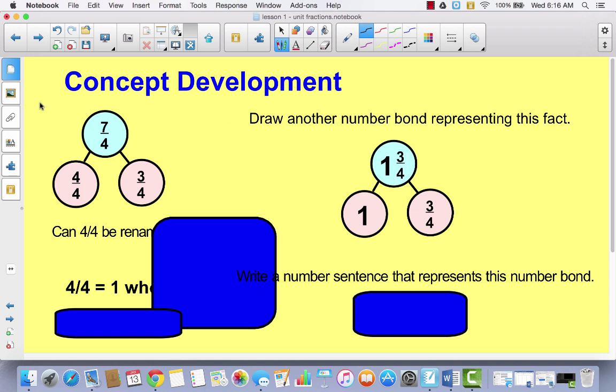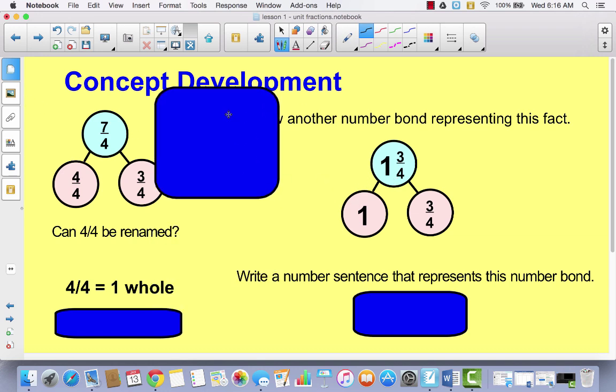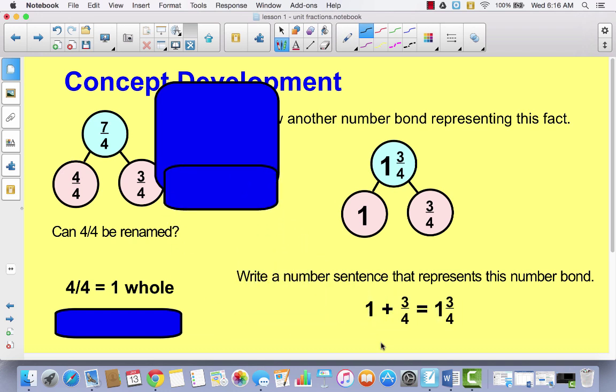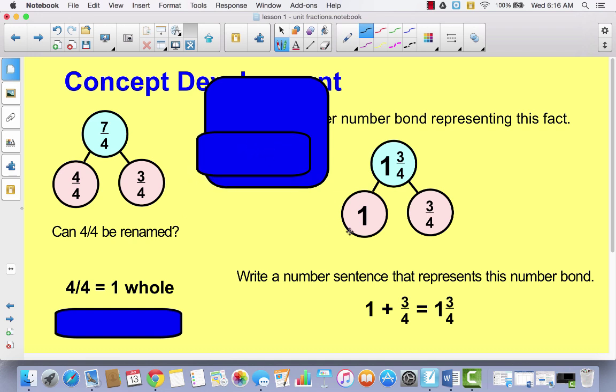1 and 3/4 instead of 7/4 is equal to 1 3/4. So instead of it being 7/4, we said 1 3/4. This is a mixed number. Now right underneath that, we're going to write one more number sentence to represent this number bond. So we've got 7/4 equals 1 plus 3/4. Okay? So we're going to do a little bit more practice with this in our number sentence.